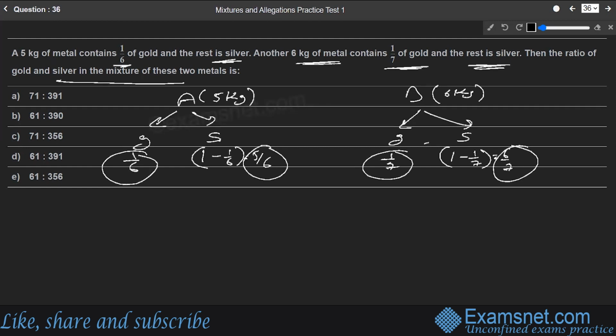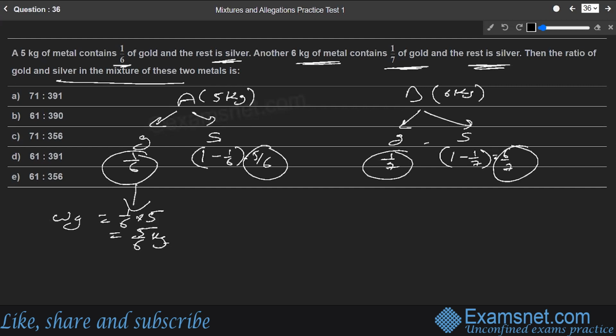And then they say they are mixed together. Now we are supposed to find the individual weights. So let us find the weight of gold. The weight of gold in the first type of metal, which was 5 kg in weight, where 1 by 6 is gold and the rest is silver. So the weight of gold in 5 kg will be 1 by 6 into 5, since 5 kg is the whole weight. That is nothing but 5 by 6 kg.